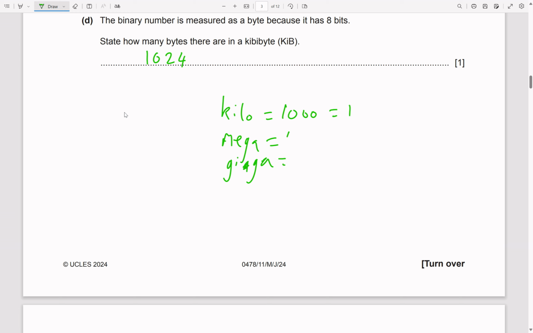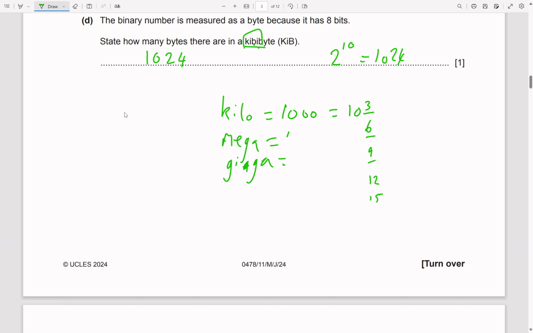And of course, we can also write this as 10 to the power of 3, then 10 to the power of 6, 10 to the power of 9. So incrementing by 3 each time, 12, 15. Whereas when we're doing kibi, mebi, gibi, tebi, we can write these in 2, so 2 to the power of 10, that's going to be kibi. So this is 1024.